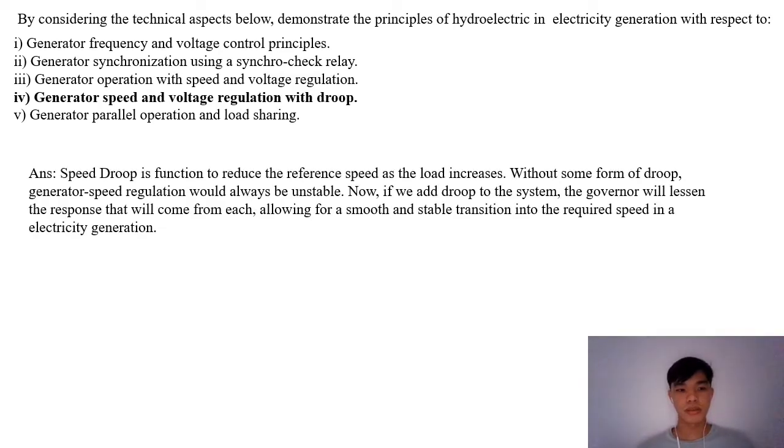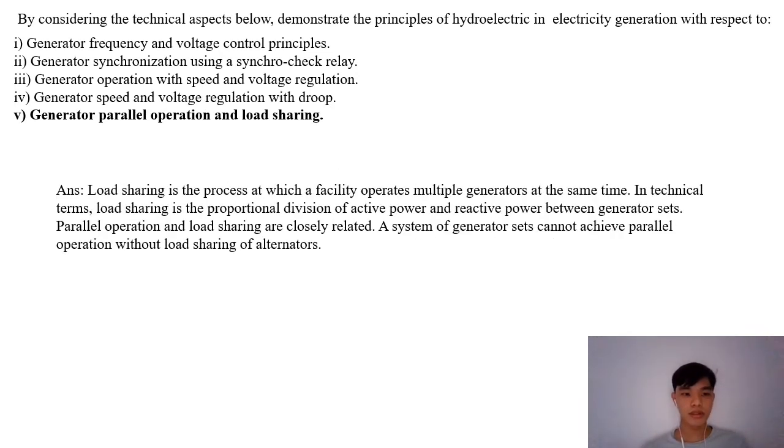For answer 3.4, speed droop functions to reduce the reference speed as the load increases. Without some sort of droop, the generator speed regulator will always be unstable. If we add droop to the system, it will allow a smooth and stable transition into the required speed in electricity generation. For answer 3.5, load sharing is a process in which the facility operates multiple generators at the same time.